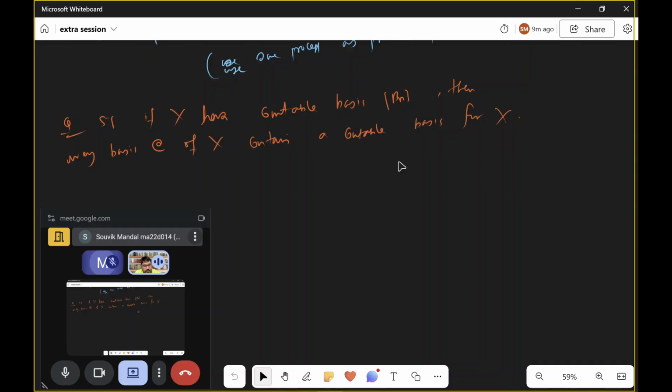Okay, so the argument goes as follows. For each m, n, if possible, choose C_mn belonging to C such that B_n is a subset of C_mn, which is a subset of B_m.